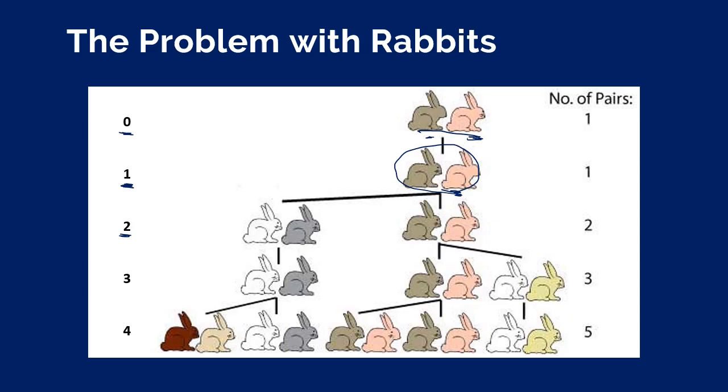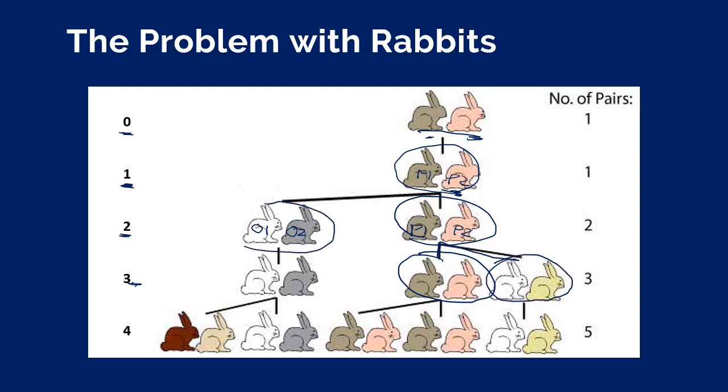They're just the same. So let's call this parent 1, parent 2. So they are still parent 1, parent 2, and this is their offspring, O1, O2. And then on the third month, this pair here will produce another pair of rabbits. Okay, this is the new pair.